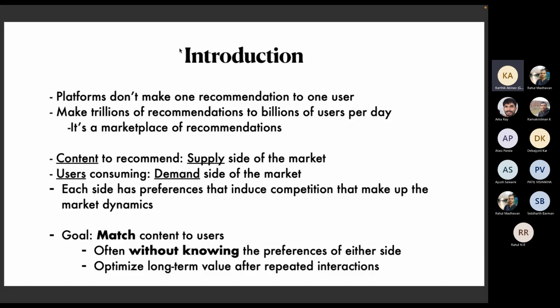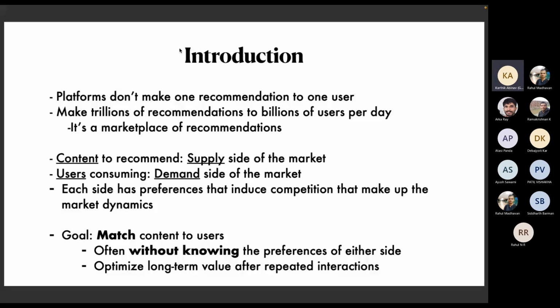The reason content producers are producing content is because users are interacting with it, consuming it, and so on. There's a preference on each side, which induces competition, right? The influencers want to reach certain kinds of people. Users have interest that they want to consume certain types of content. And as a platform, your goal is to match this content to users.